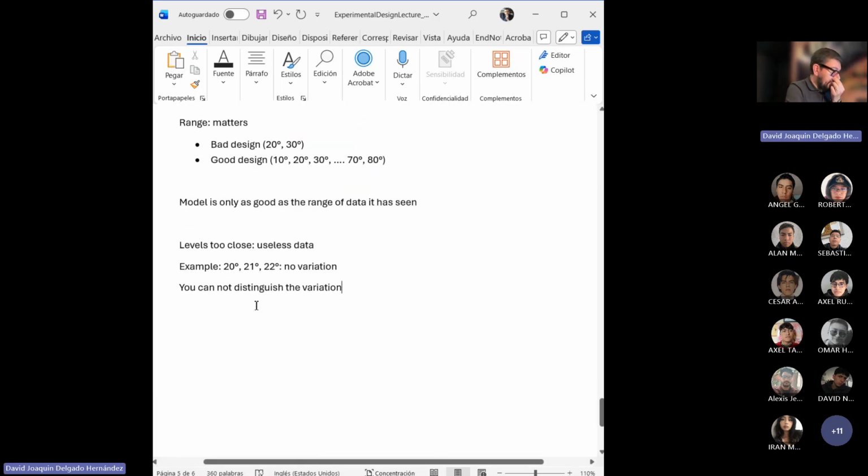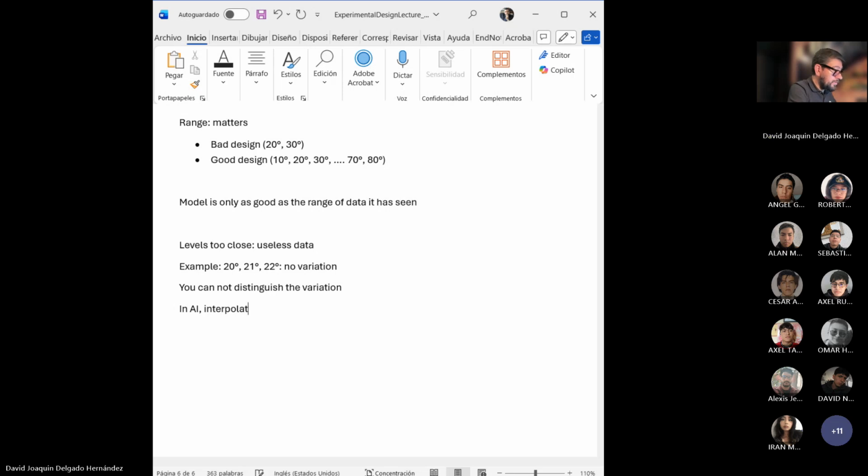And here, what else can we say? So, in artificial intelligence, interpolation is safe, extrapolation is dangerous. Okay?